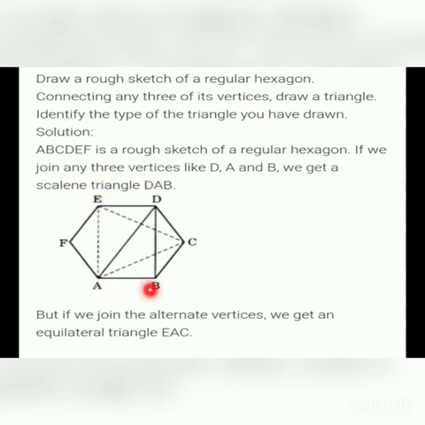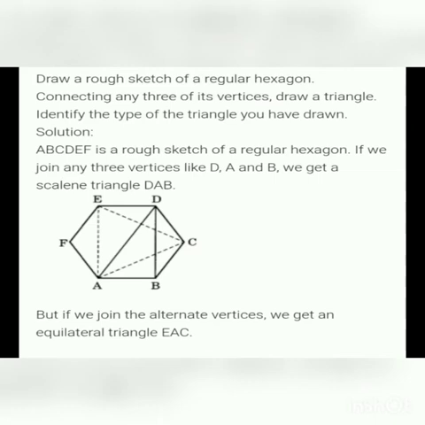So A, B, C, D, E, F. I draw a hexagon with 6 sides, isn't it? And also we know that all sides will be equal. That means AB, BC, CD, DE, EF and FA are equal because in the question it's given as a regular hexagon.